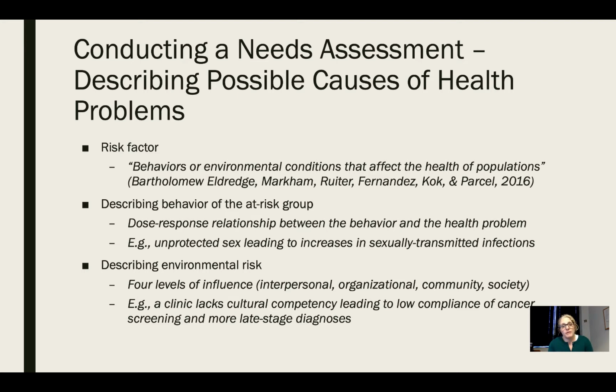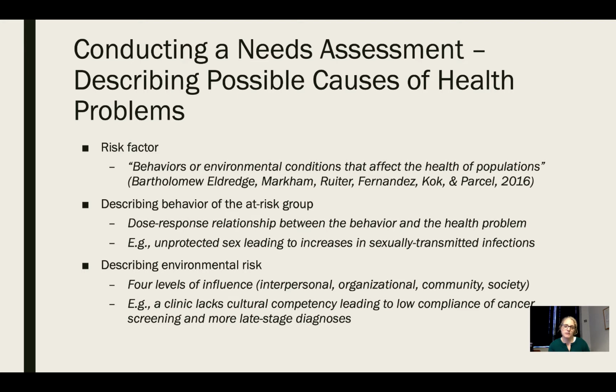So when you're describing the possible causes of the health problem, so identifying what those risk factors are, these can be behaviors or environmental conditions that affect the health of the population. Many interventions focus on individual behaviors, but really the environmental conditions tend to have a significant influence on health behaviors. So sometimes it's easy to think, oh, well, people have high blood pressure because of their diet, or because they're not exercising, or because they're smoking, but there's a lot of environmental factors that might contribute to those behaviors.